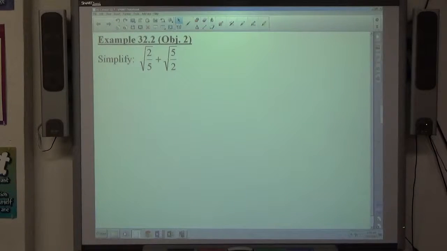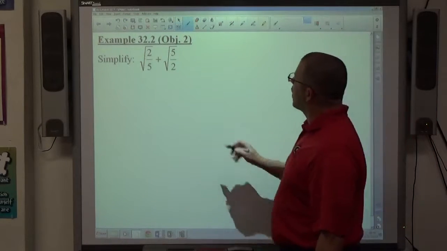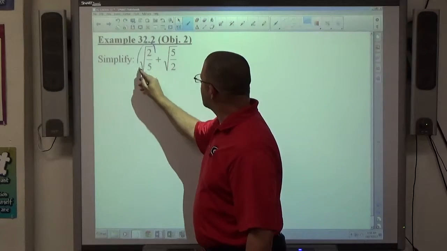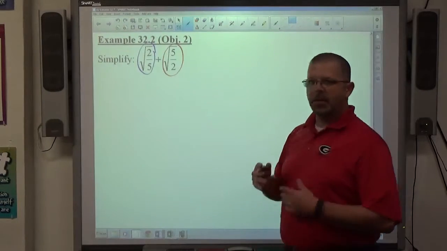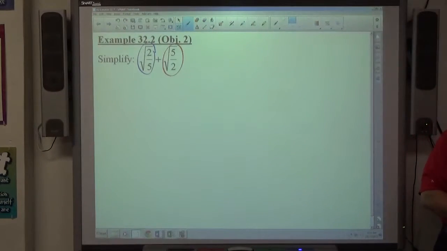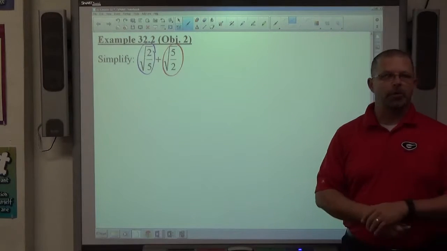Okay, example 2, basically it's the same problem as example 1 except there's a plus sign between the two fractions. So what I want to do is simplify this expression and simplify this expression separately, and then once I've got both of them simplified I want to add them together if possible. I will say this, the problems are structured in such a way that they will be possible to add together.